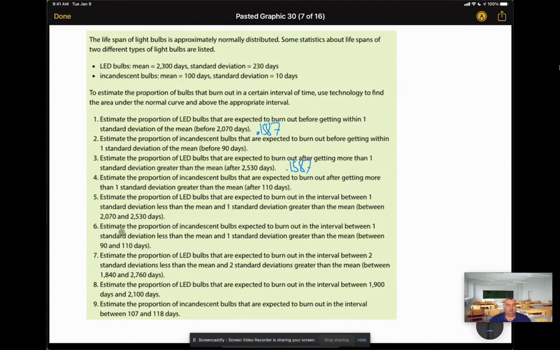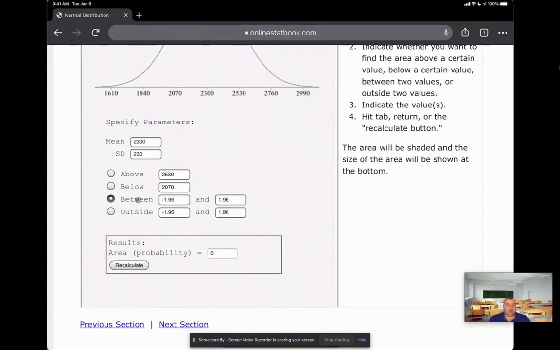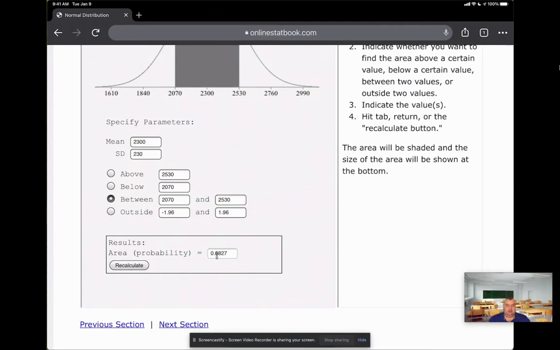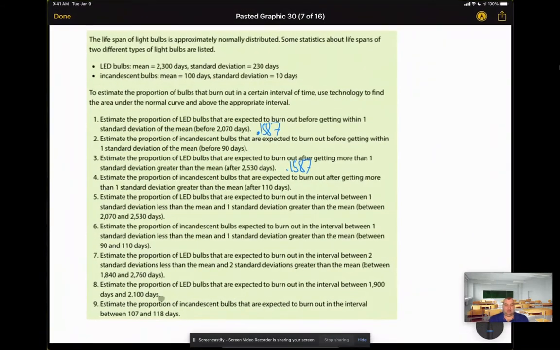The next LED one is number 5. So we want to estimate the proportion of LED bulbs that are expected to burn out in the interval between one standard deviation less than the mean and one standard deviation greater than the mean. In other words, between 2070 and 2530. So on the calculator, I'm going to go to between, and I want between 2070 and 2530. I order those numbers from least to greatest. Again, same mean, same standard deviation. I just chose between this time, and I'm going to calculate, and I get 0.6827 as my answer to number 5.